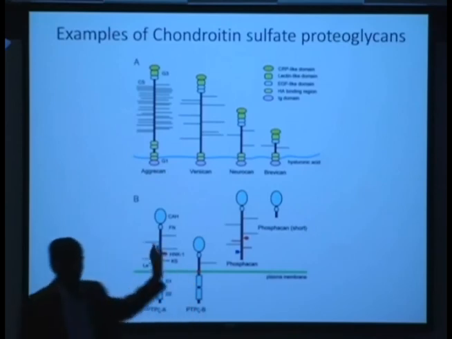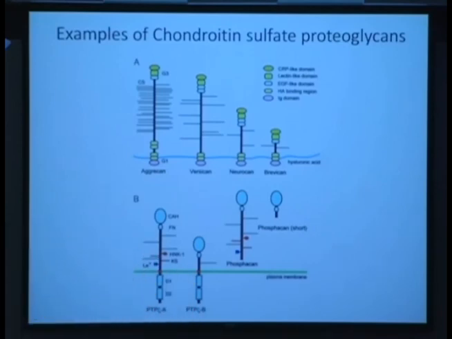This slide shows examples of proteoglycan structures, how the chondroitin sulfate proteoglycans look. You can see aggrecan has a lot of different structures attached to it, and they all anchor to the surface. With the exception of phosphacan, which has a short version and a long version that is secreted out. And of course, aggrecan is also secreted out, but it can bind to hyaluronic acid.